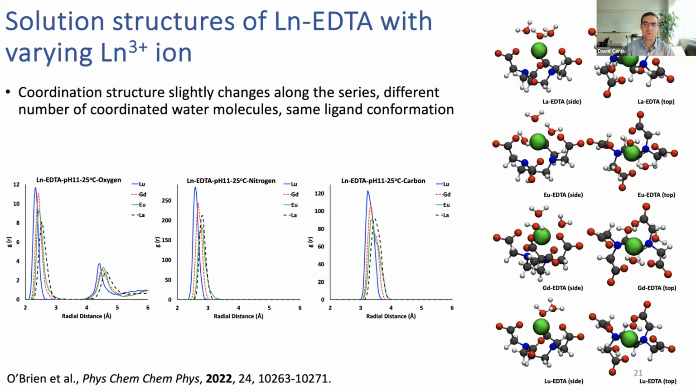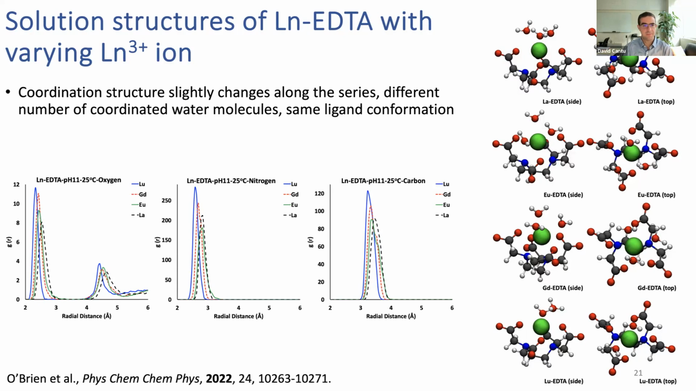And then we moved to different lanthanides with EDTA. We also simulated lanthanum and gadolinium and lutetium. And we see that as you go down the series, the lanthanide oxygen and nitrogen distances become shorter. So there's some contraction there.